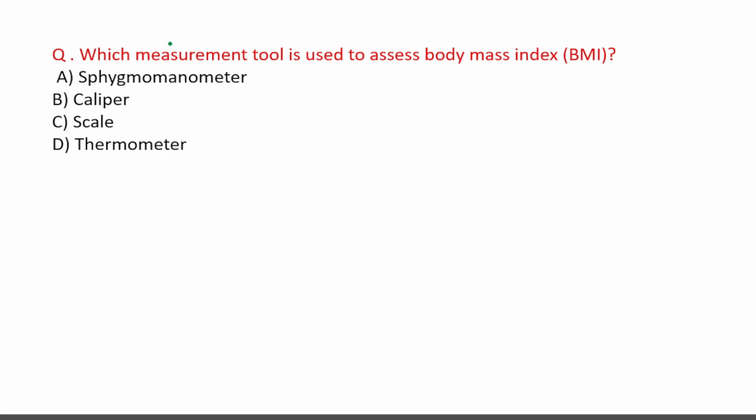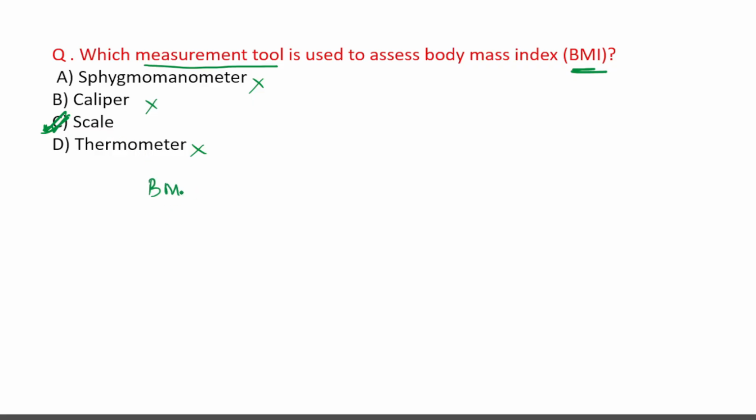Now see this next question. Which measurement tool is used to assess the BMI, or the body mass index? The options are A, sphygmomanometer, B, caliper, C, scale, or D, thermometer. So which measurement tool is used to assess the BMI? Answer for this question is C, scale, because you do not use sphygmomanometer, you do not use calipers, you do not use thermometers.